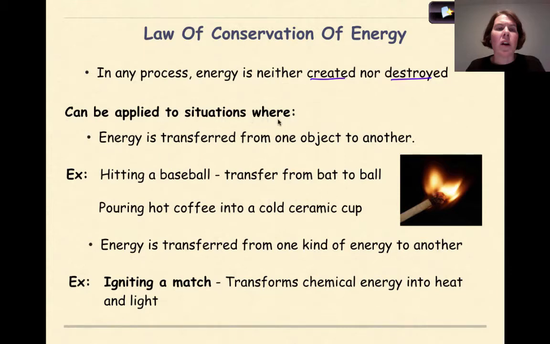This can be applied to situations where energy is transferred from one object to another. An example of this might be hitting a baseball, where we have a transfer of energy from the bat to the ball, or pouring hot coffee into a cold ceramic cup. The energy in the coffee is going into the cup. Energy is also transferred from one kind of energy to another. For example, igniting a match transforms chemical energy into heat energy and light energy.